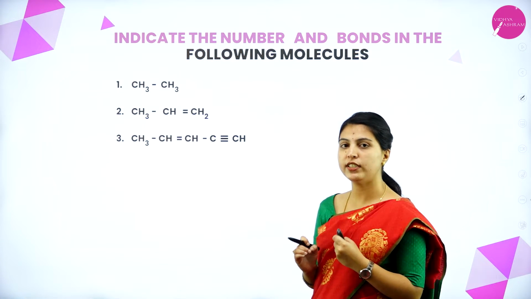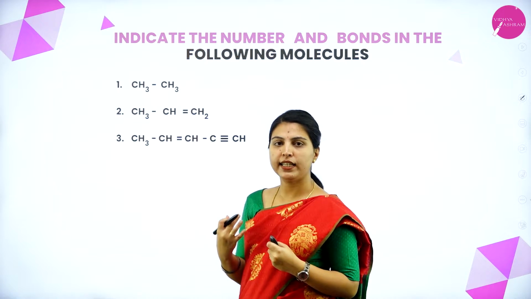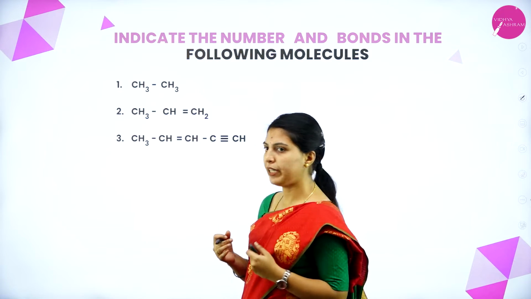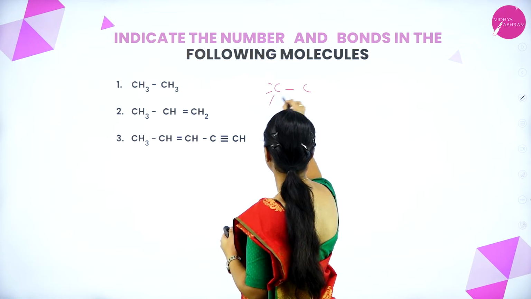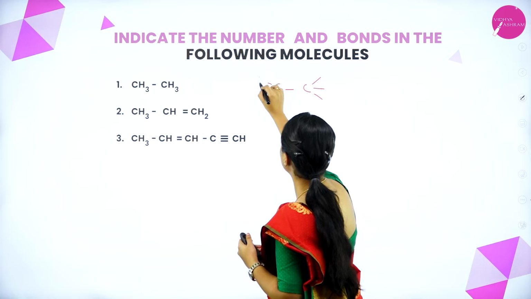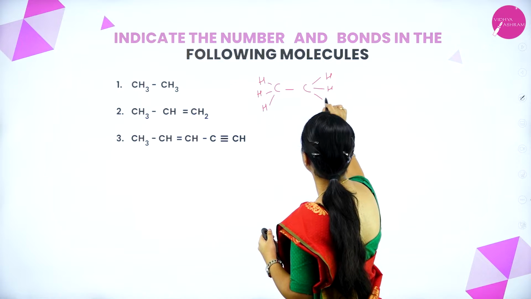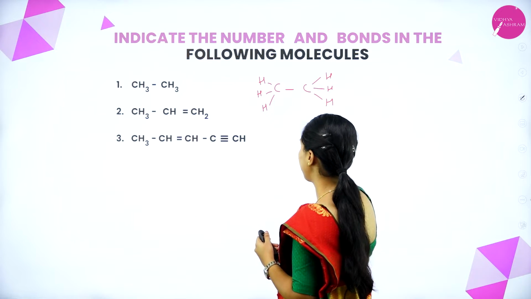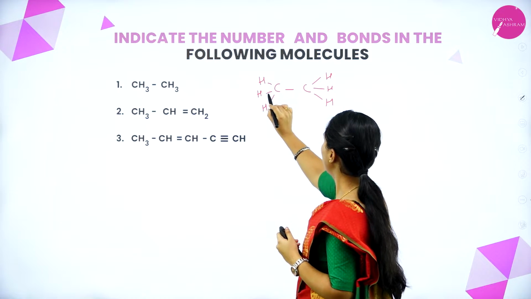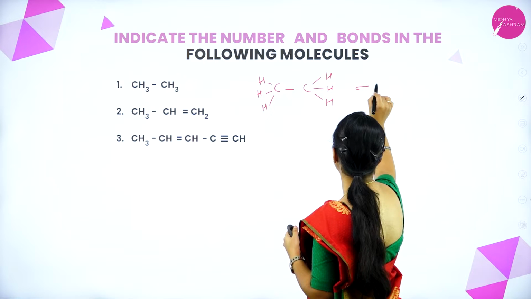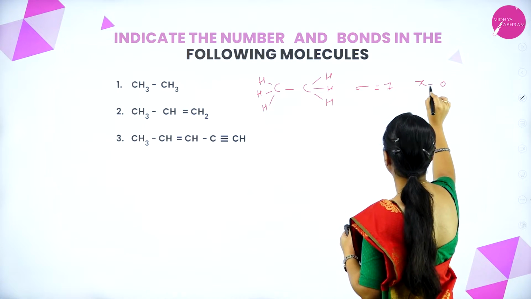There are two kinds of bond, sigma bond and pi bond. To count the number of sigma and pi bonds, here also you have to expand the structure. Okay. All are single bonds. That's why 1, 2, 3, 4, 5, 6, 7. Sigma 7 bonds, pi 0 bonds.